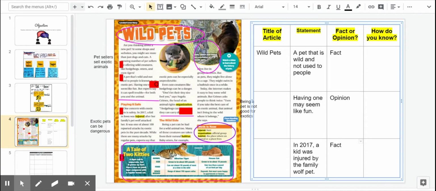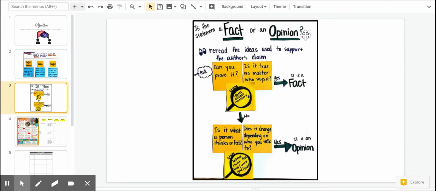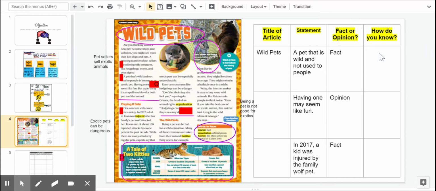Now, the thing is, how do you know whether it's a fact or an opinion? We talked about back here, let me go back to it, is that it shows if there's dates or science or anything like that, and it's true no matter who says it, it's a fact. But if it's a belief or somebody can tell you something different, then it's an opinion. So let's go back here. How do we know this?